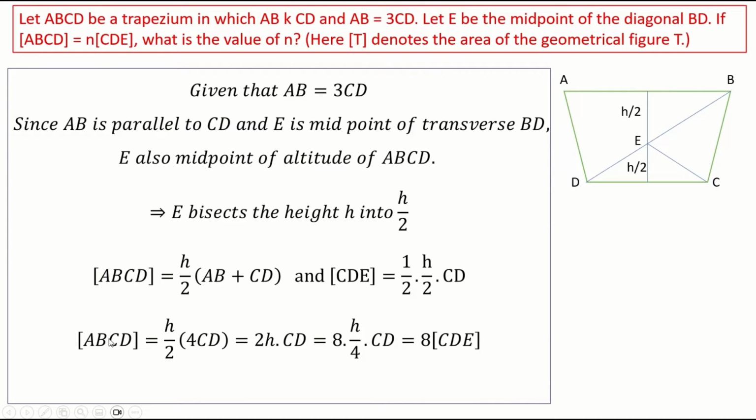So the area of ABCD is h by 2 into 4 CD, that is 2h CD, or 8 times h by 4 CD. H by 4 CD is nothing but the area of CDE, correct? So it is 8 times CDE. From here we can clearly see n is 8. So this is the easier problem. Next.